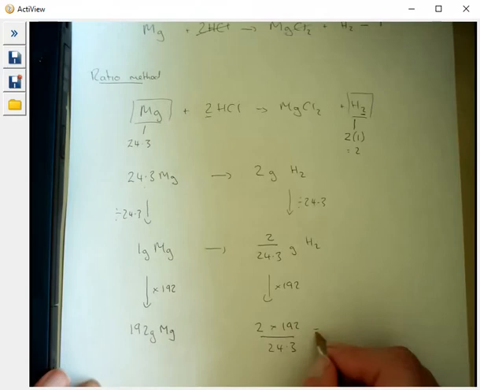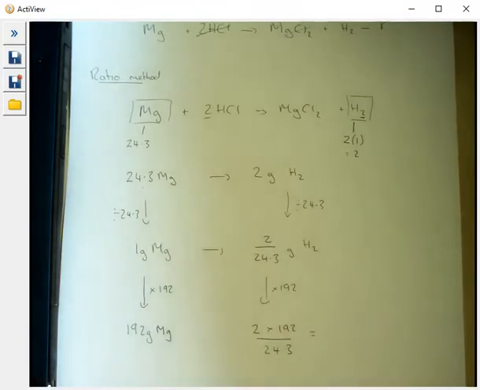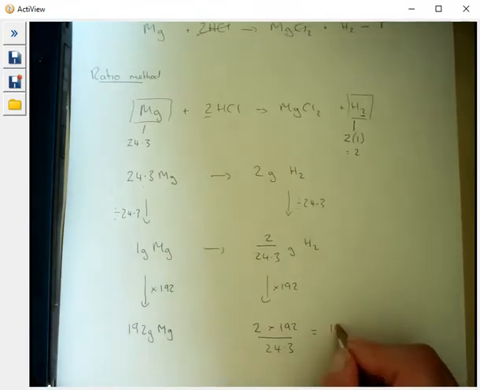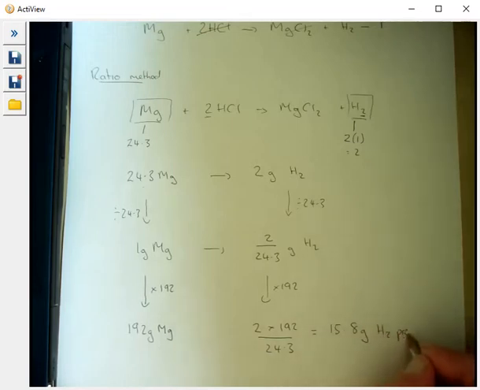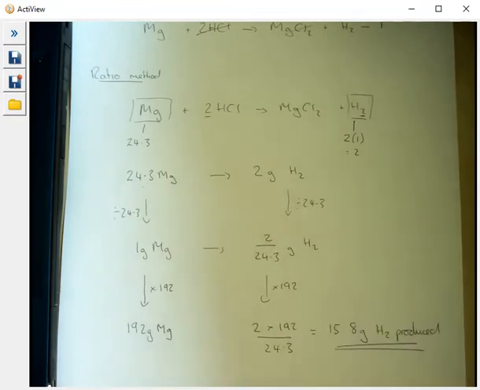And if I stick that into my calculator, I will get 15.8 grams of hydrogen is produced. And that's what I was trying to find out for the question. So that's the first method, which I think is the easiest one because you don't need to remember any formula.